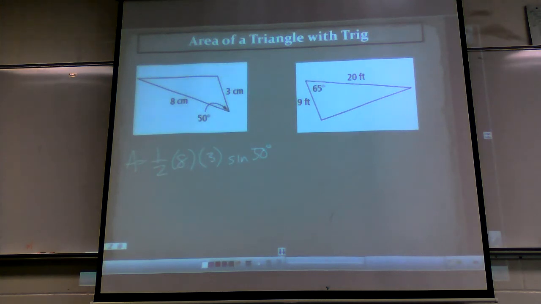All right, so multiply it out. What is it? 4 times 3 times sine of 50. That's right in the calculator. All the way through. 9.2. Yeah, that sounds about right. So it's the 9.2.